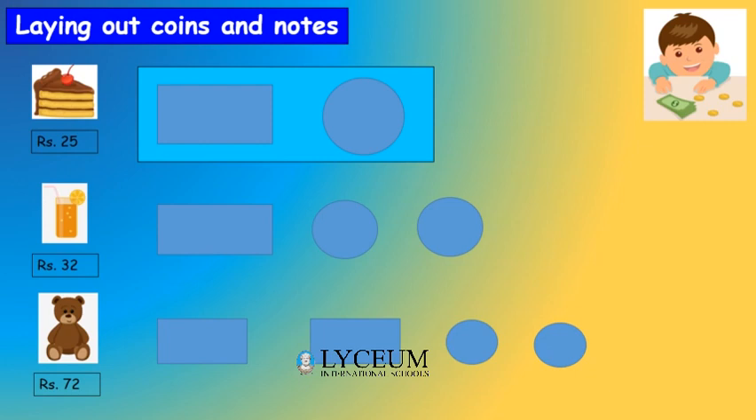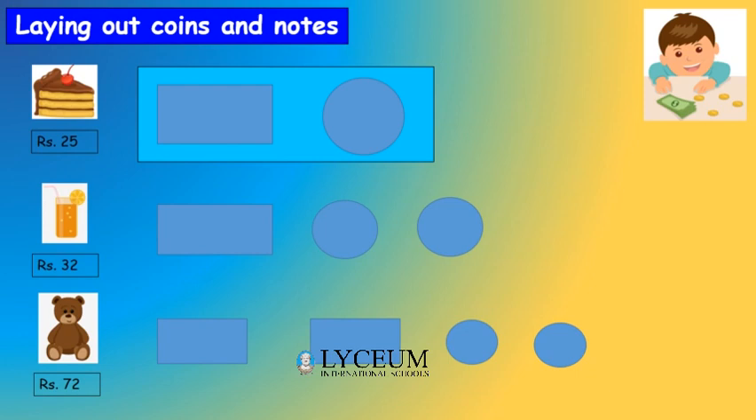Okay, let's say that you are going to buy a piece of cake. The cake is 20 rupees, right? And Ammi can pay this amount in 2 ways. She can either pay it with a 20 rupee note, or let's say if Ammi doesn't have a 20 rupee note, how can she pay the 20 rupees? She can take 2 10 rupee notes, isn't it? Right. Now we are going to do a few exercises on this, right? So laying out coins and notes.